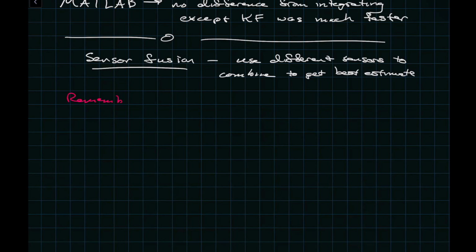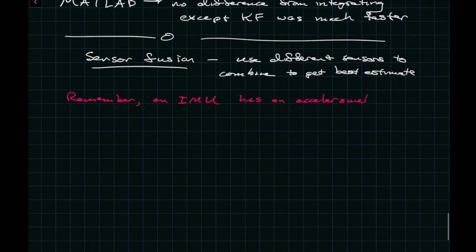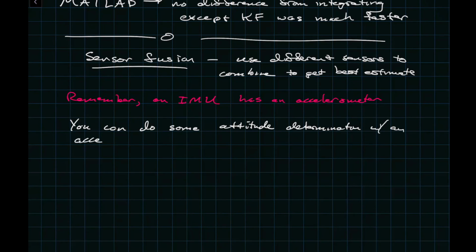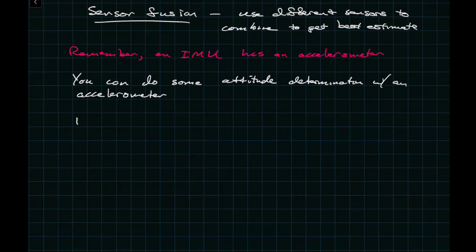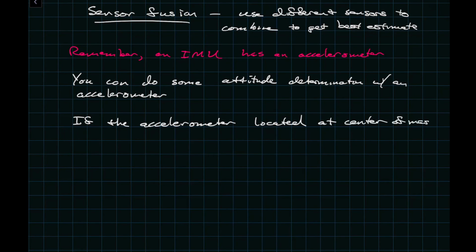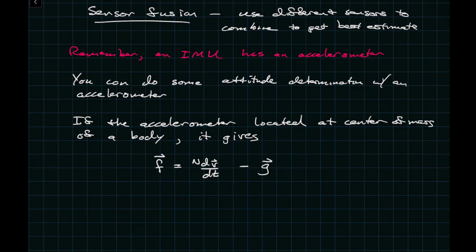So remember, an IMU, inertial measurement unit like this, will often also have an accelerometer, just as all your phones and tablets do. And what does it do? You can do some attitude determination, not all, but some, with an accelerometer. If the accelerometer is located at the center of mass of a body, this is what it measures. It measures something it calls F, but it's an acceleration, and it's equal to the total inertial acceleration of the body minus gravity.